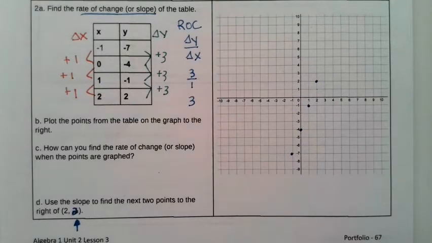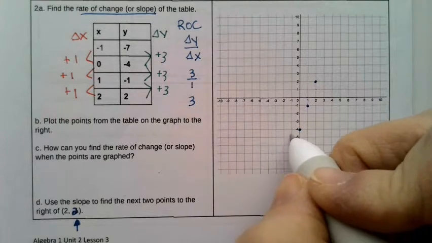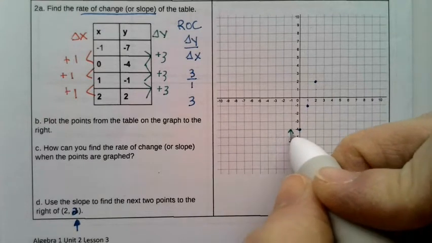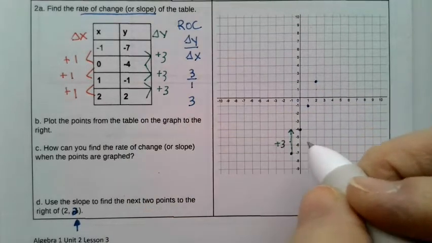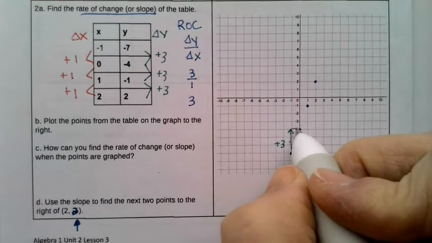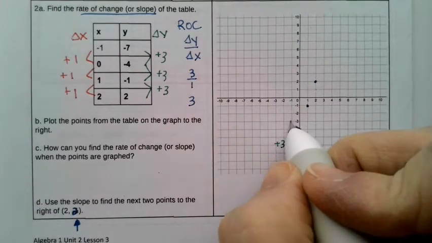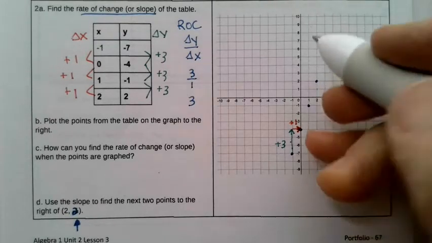So I'm going to do my change in y. I'm going to go up, and I'm going up 1, 2, 3, just like my table is right here. So I'm going up 3 to get to my next point, and then from there I'm going to go to the right 1, which is also a positive 1 value. And you can get to all the points that way.